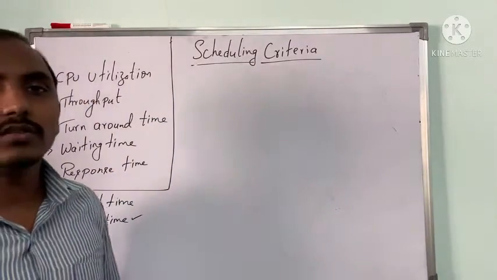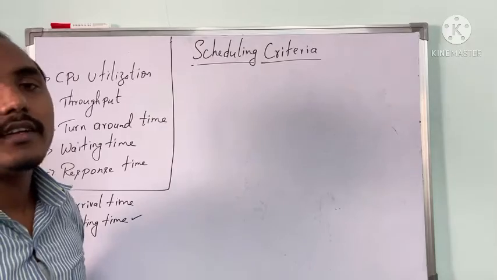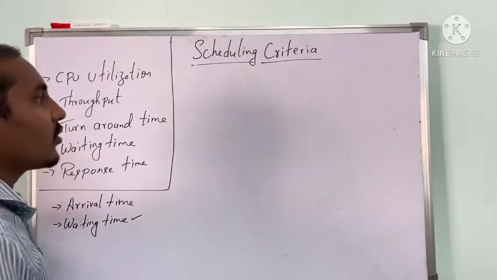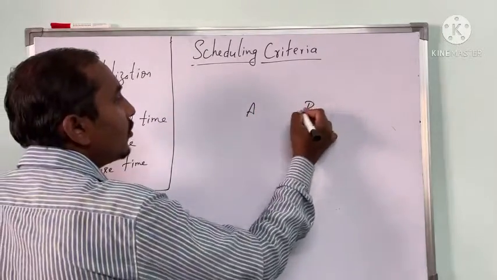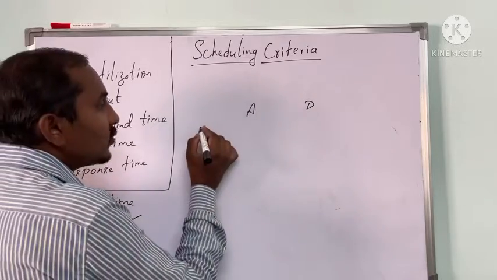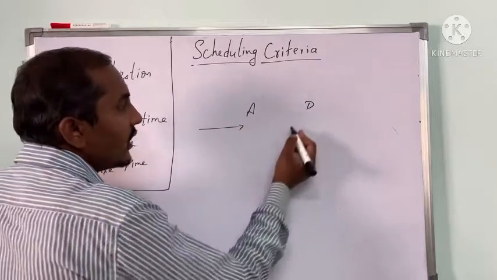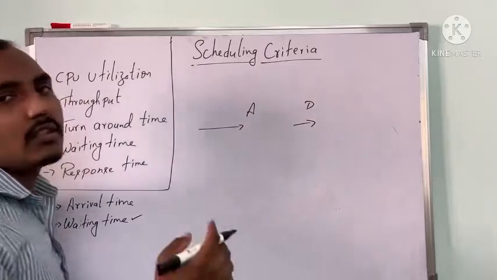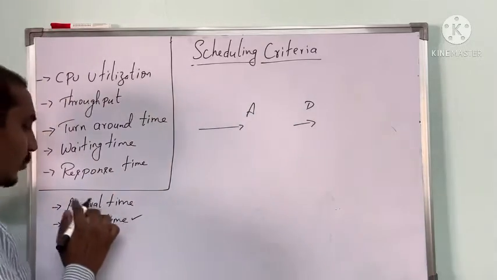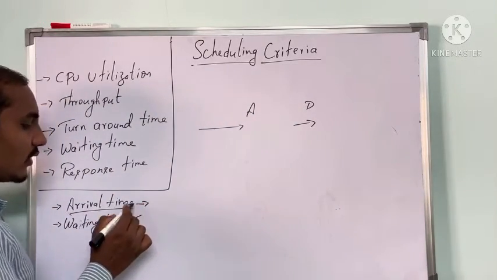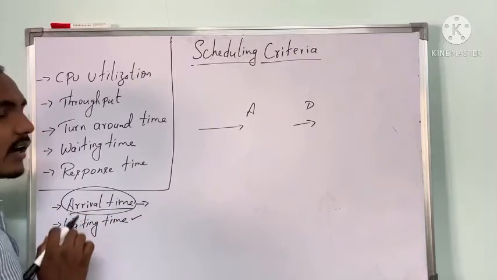You can also consider a simple example: when you see a train timetable online, you will come across arrival time and departure time. Arrival time is when the train enters the station, and departure time is when the train leaves the station. Similarly, when a process enters the ready queue, that time is considered the arrival time.